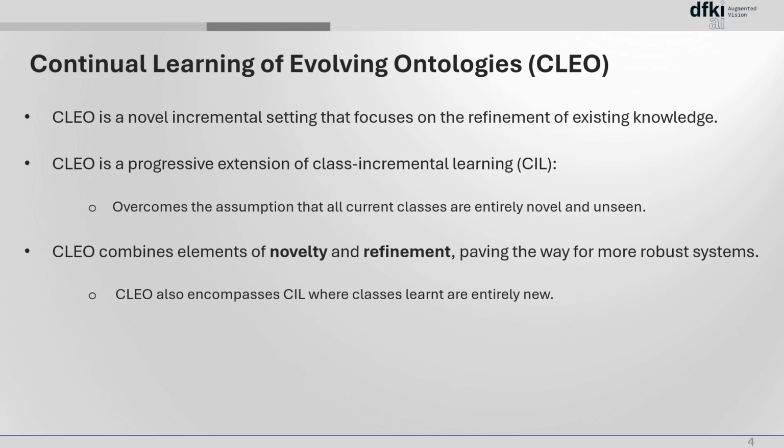We propose CLEO, Continual Learning of Evolving Ontologies, a novel incremental setting that emphasizes refinement. Unlike traditional CIL, where all new classes are entirely novel, CLEO allows for the refinement of previously learned classes. For example, in CLEO, a model might initially learn the class, vehicles, and later refine it into more specific classes like car or bus. CLEO also supports traditional CIL where entirely new classes are learnt.